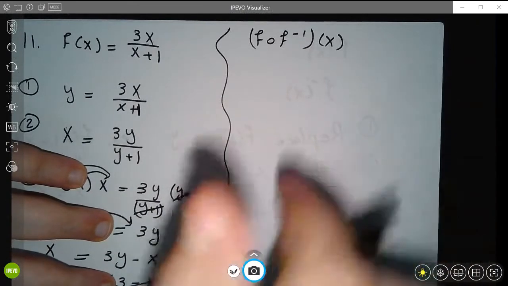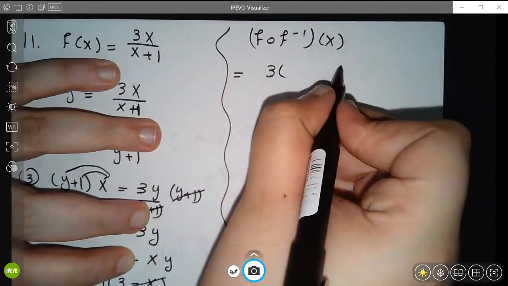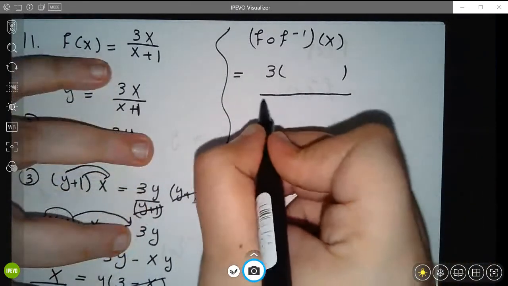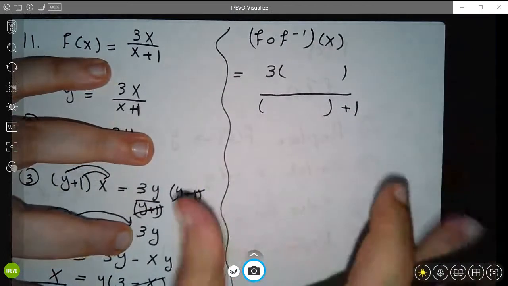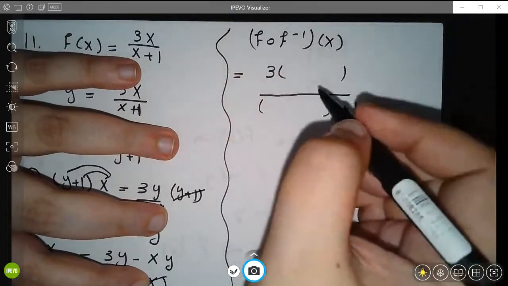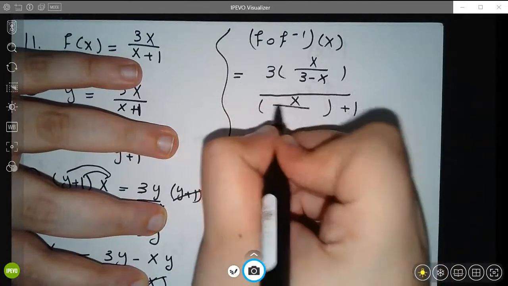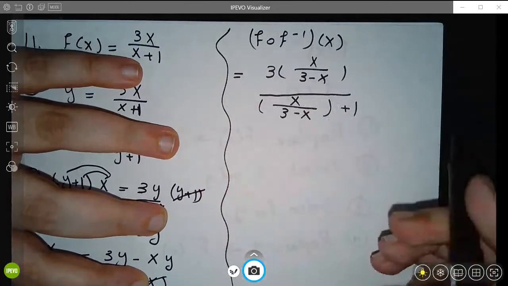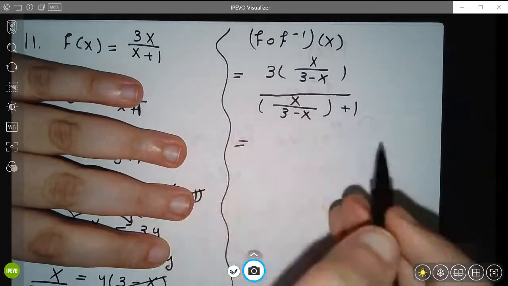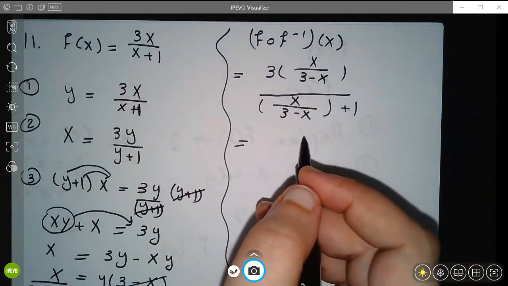Okay, so here you go. This equals... Now, the original function is 3 times x, so I'm going to leave a big blank here, over another x plus 1, right? So in here, f inverse goes, which was x over 3 minus x. It's x over 3 minus x. This is what we're trying to solve. Now just try to simplify as much as possible to see if you get what we think we should.